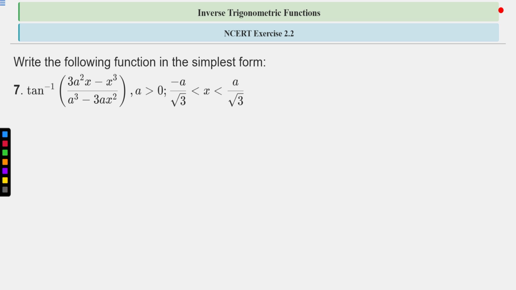Okay, let us move to the next question. This question says write the following expression in the simplest form again. See, we have the expression tan inverse 3a square x minus x cube upon a cube minus 3a x square, when a is greater than 0 and x is between minus a by root 3 to a by root 3. We basically have to convert this into the simplest form. So again, I am giving you 10 seconds to solve or think about this question. After that, we will discuss the solution part.